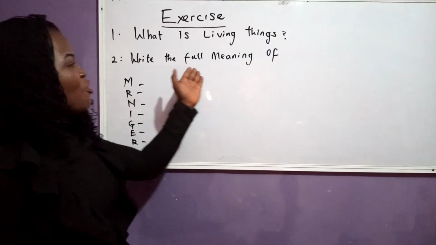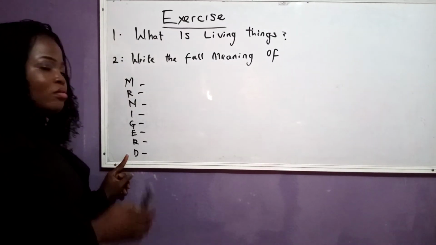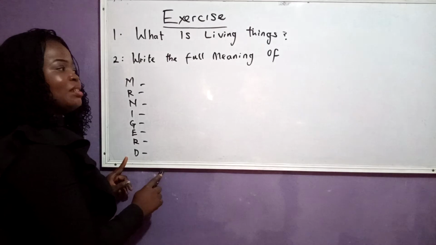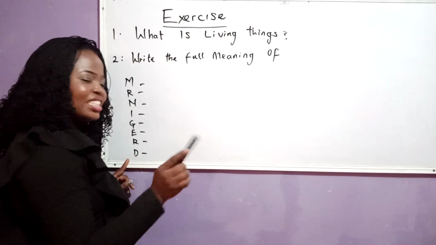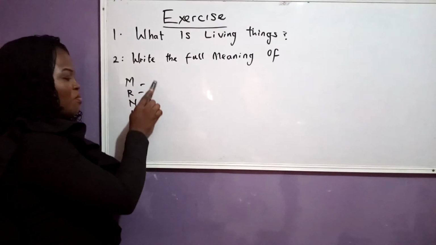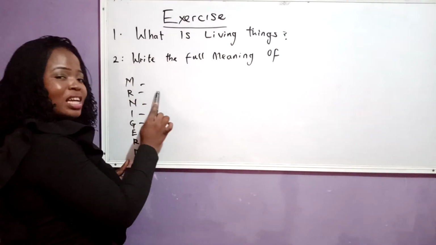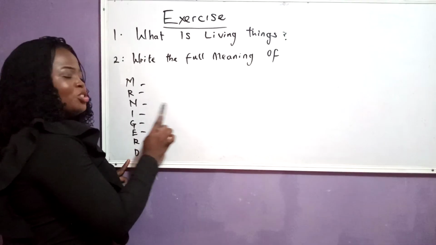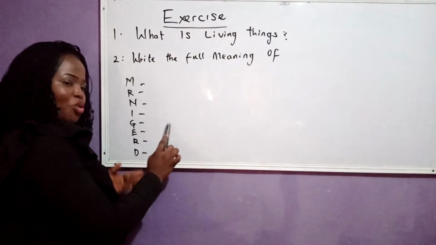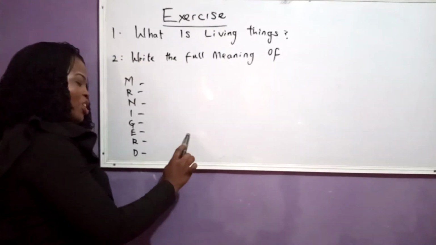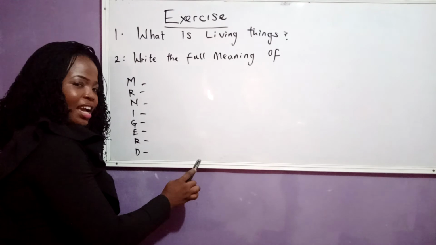Now, write the full meaning of Mr. Niger D. Don't forget, Mr. Niger D simply means the characteristics of living things. Write the full meaning of Mr. Niger D. M for movement, R for respiration, N for nutrition, I for irritability, G for growth, E for excretion, R for reproduction, and D for death.